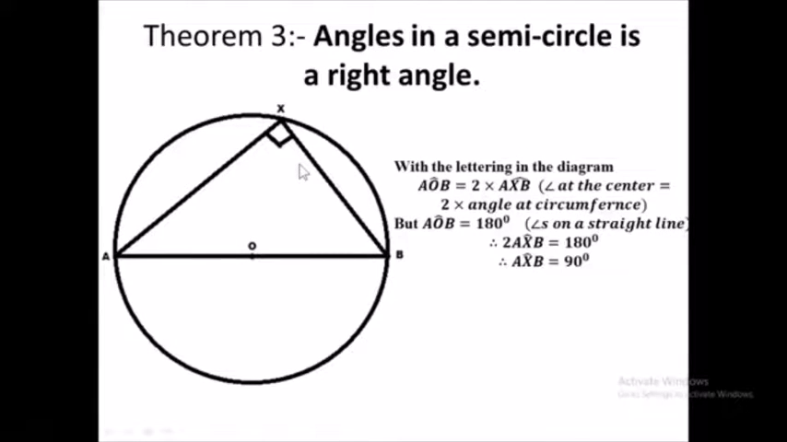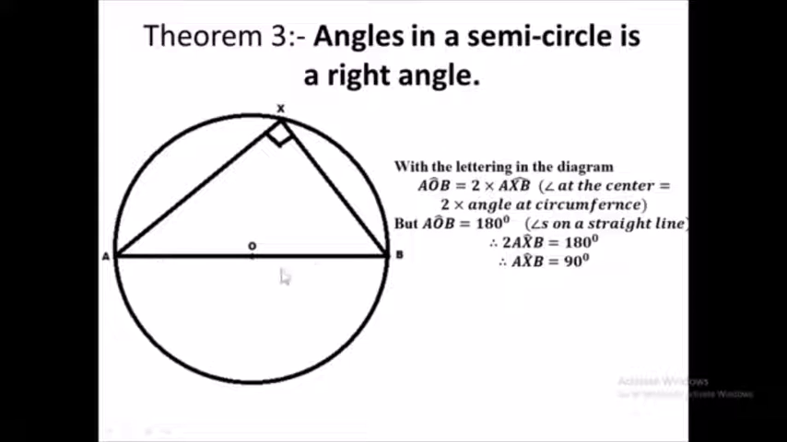The second theorem we're talking about today is that the angle in a semicircle is a right angle. What do we mean by a semicircle? Sorry, we are having a diameter AOB rather. We have a semicircle when there is a diameter in a circle. Pardon me for that mistake.